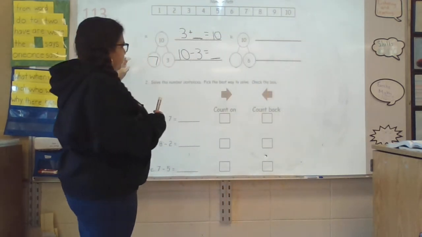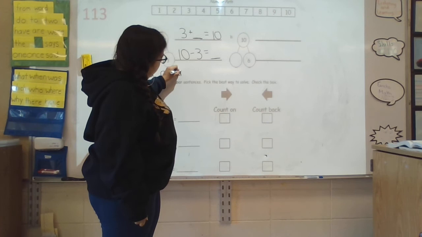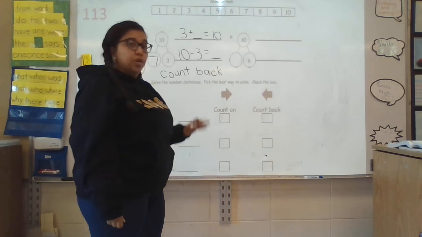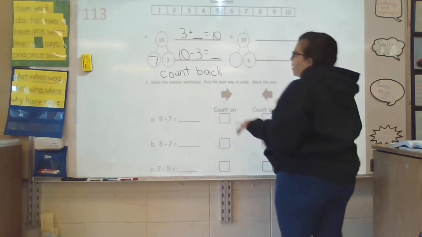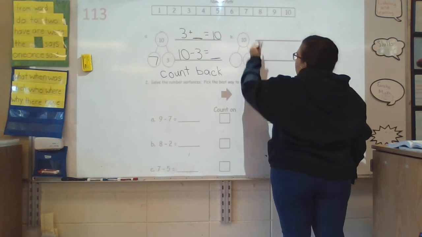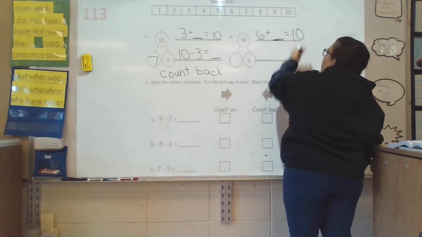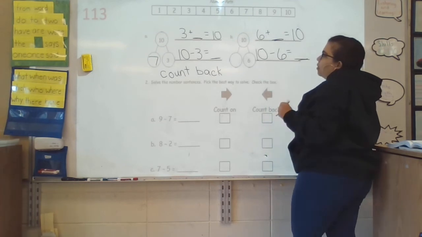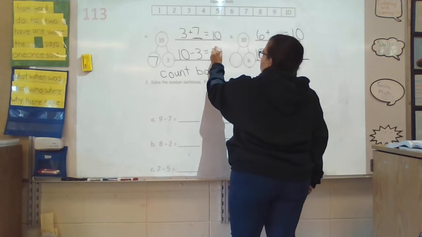So this one, I like to count back. I preferred counting back on this one, going from whole to known part. Okay, let's look here. 10, 6. Let's write a number sentence. 6 plus an unknown is equal to 10. 10 minus the known 6 is equal to the unknown. So 3 plus 7 is equal to 10. 10 minus 3 is equal to 7.